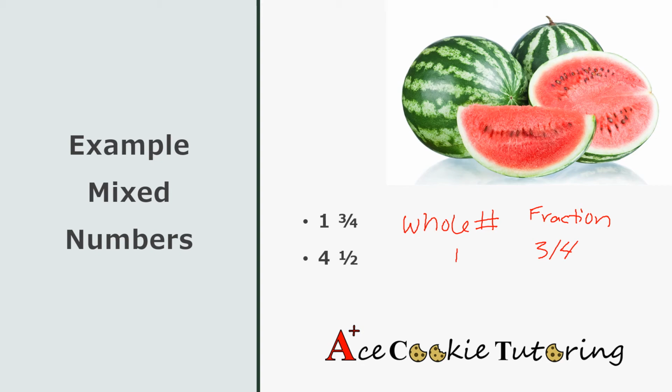And I've got my picture up here just to give you guys some visual. If I had 1 3/4, that means I'd have a whole watermelon and then almost another whole one. And we can make these mixed numbers into improper fractions. That is something that you or your child will probably need to do for a homework assignment or maybe on a test. So that is something we'll discuss in the next video. Today I just want to give you some basics and some definitions to get you started.